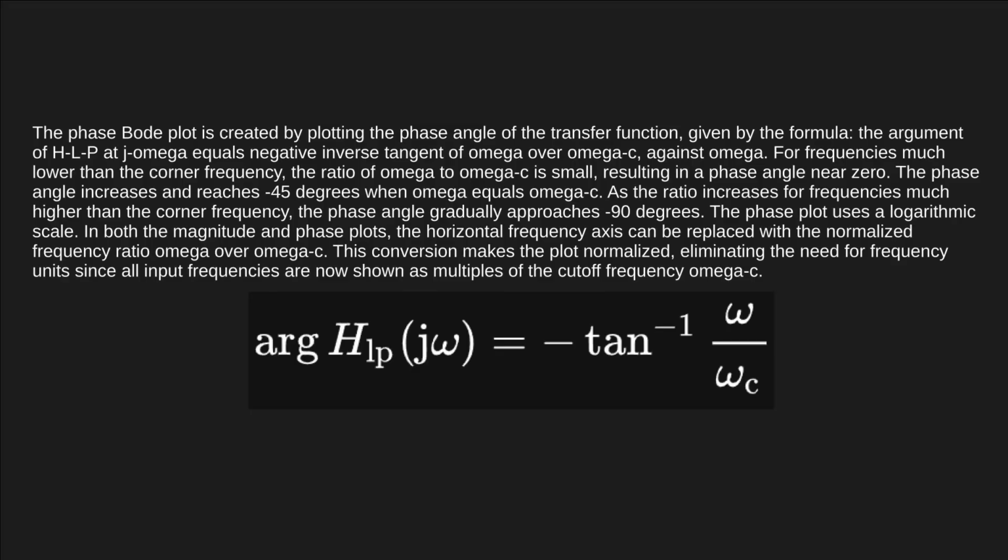In both the magnitude and phase plots, the horizontal frequency axis can be replaced with the normalized frequency ratio omega over omega c. This conversion makes the plot normalized, eliminating the need for frequency units, since all input frequencies are now shown as multiples of the cutoff frequency omega c.